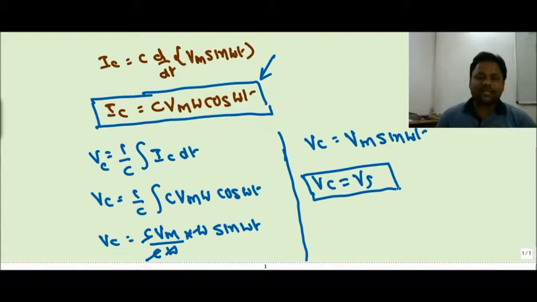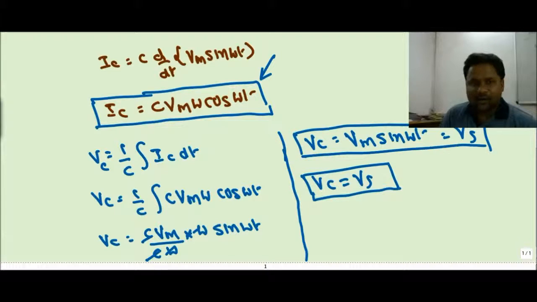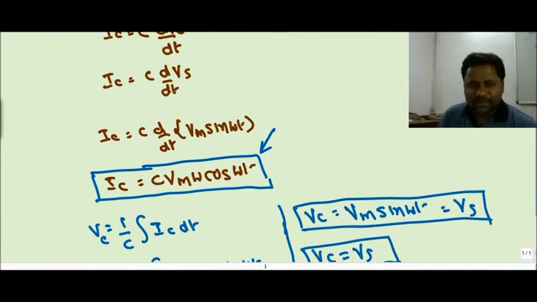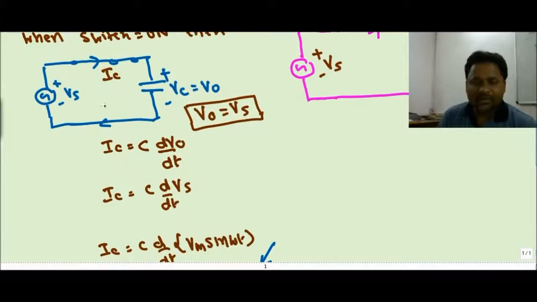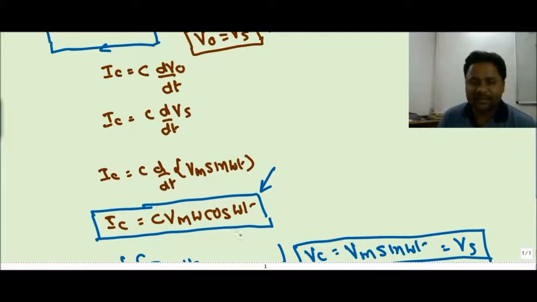So we have calculated the general formula for the capacitance current and the capacitance voltage, and we can say that Vc becomes equals to Vs equals to Vm sin omega t, and the capacitance current is equals to C omega Vm cos omega t. So this is our conclusion that whenever this diode becomes on, then we can say that the output voltage is equal to the capacitance voltage is equal to the source voltage, and the expression of the capacitance current is C Vm omega cos omega t.